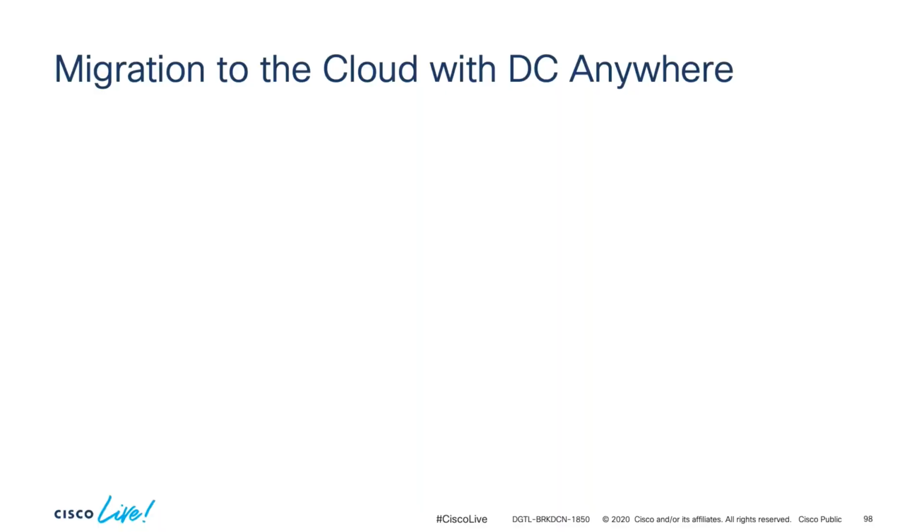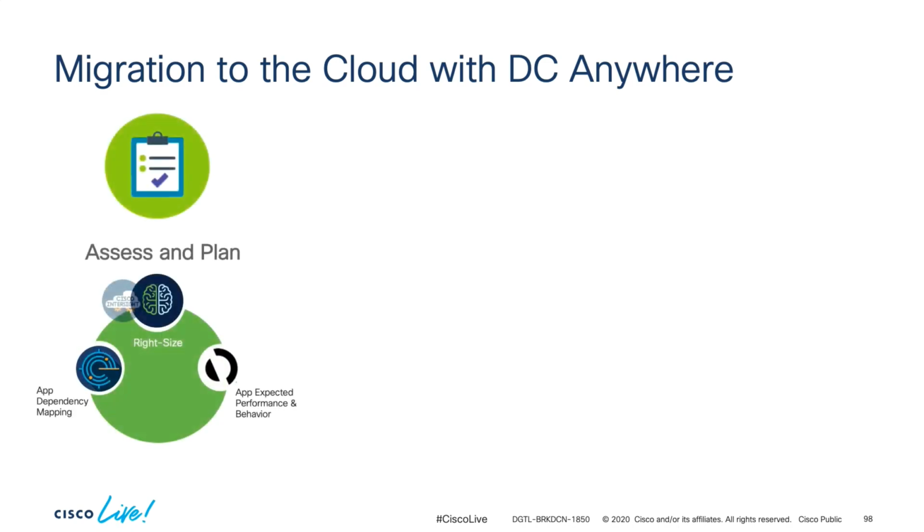If you're thinking about migrating to the cloud, it is not as simple as a lift and shift. Cisco Data Center Anywhere can minimize risk by leveraging a three-step approach. 1. Assessing and planning. By leveraging IWO along with AppDynamics and Tetration, which we will cover in the next chapter, you can determine the cloud resources needed, app performance, and application dependency mapping respectively.